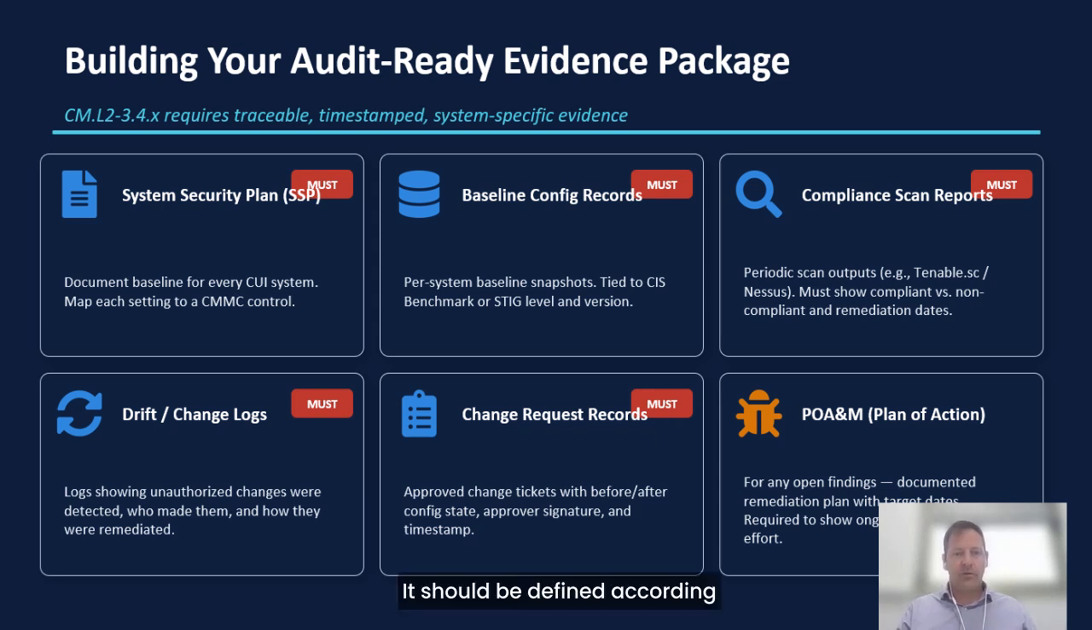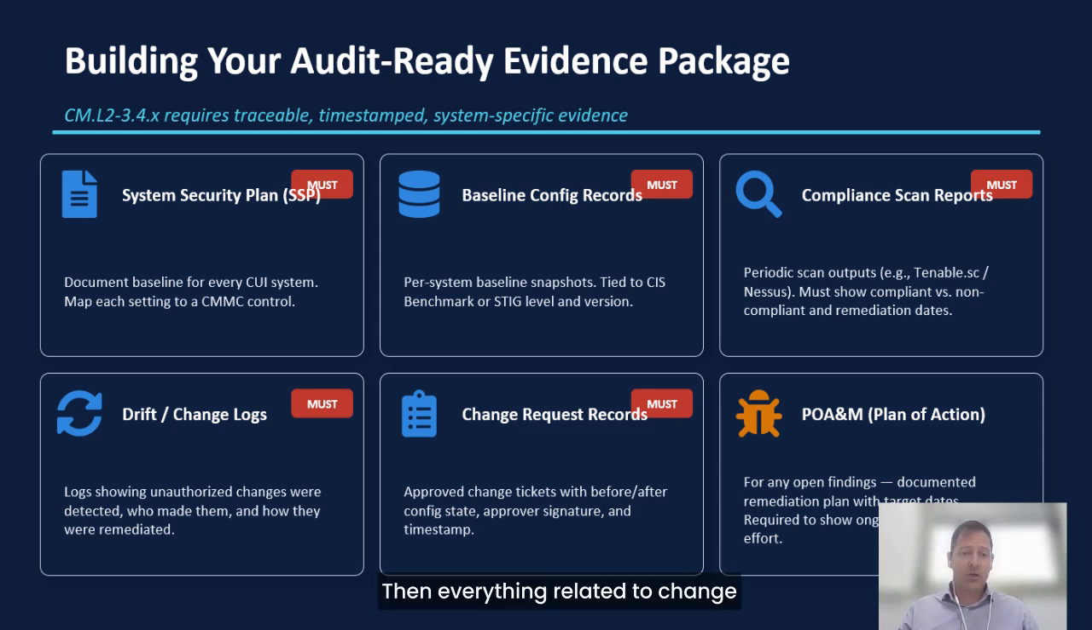It should be defined according to the type of system. So you can't just have one general Windows baseline. It should be dedicated for Windows servers according to their versions and workstations according to versions. So you should keep it well organized.